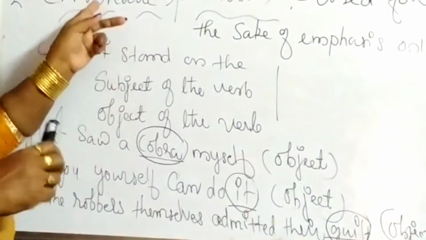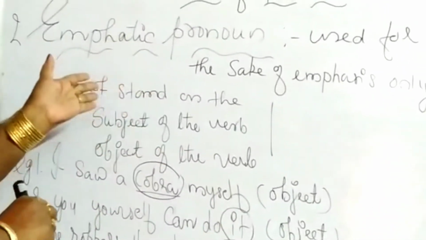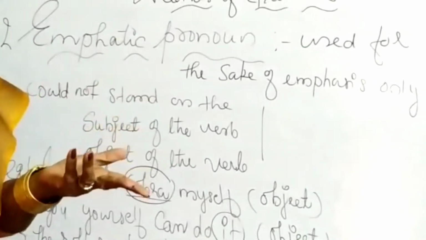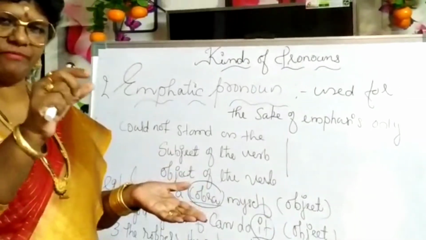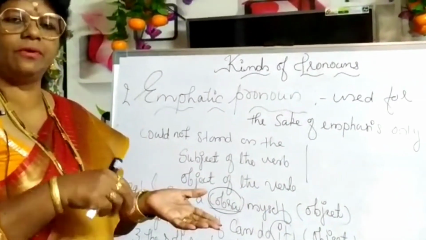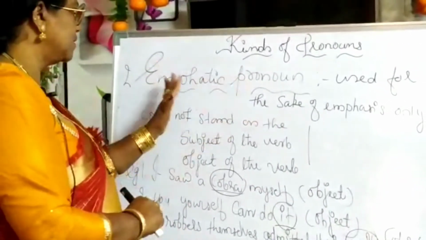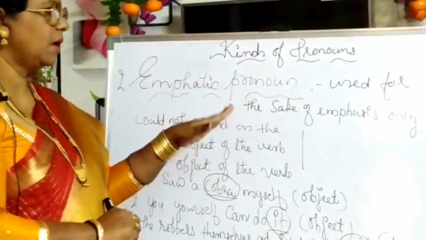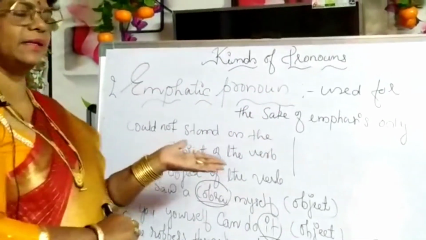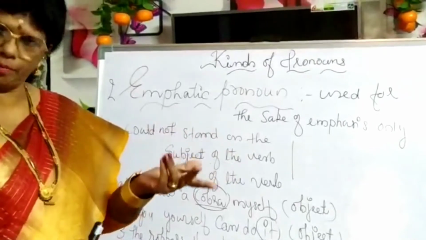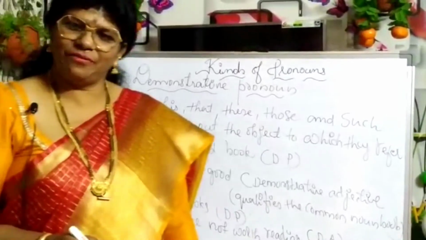So in short, emphatic pronouns are self forms only, but for the sake of emphasis: I can do it myself, you yourself could do that. The self form emphasizes the work we are going to do. So shortly, remember like this: emphatic pronouns are used for the sake of emphasis, and they cannot stand as the subject of the verb or the object of the verb. I hope everyone is following me.